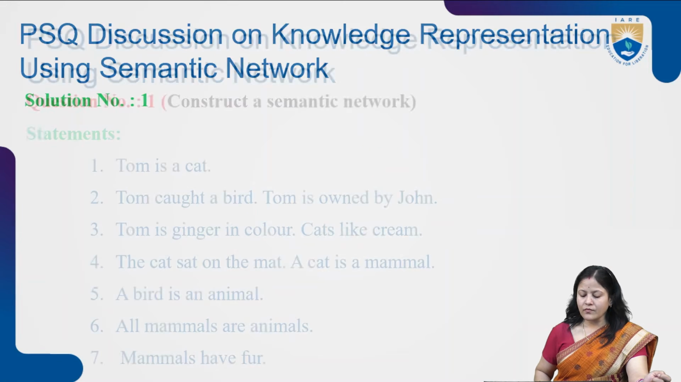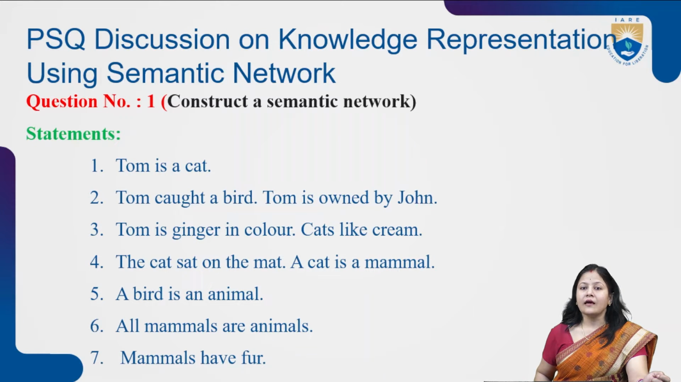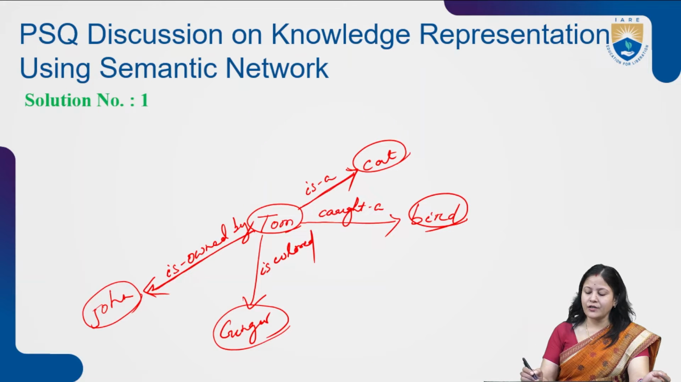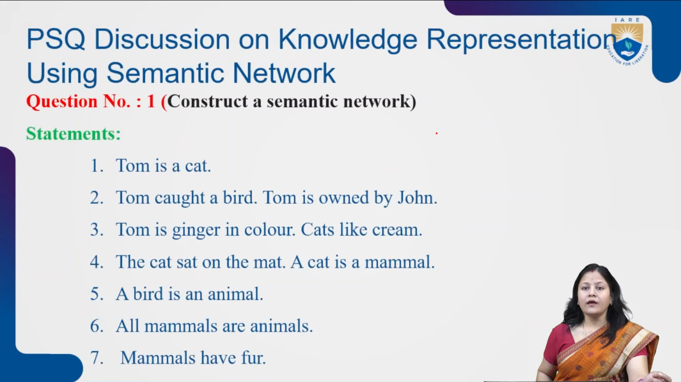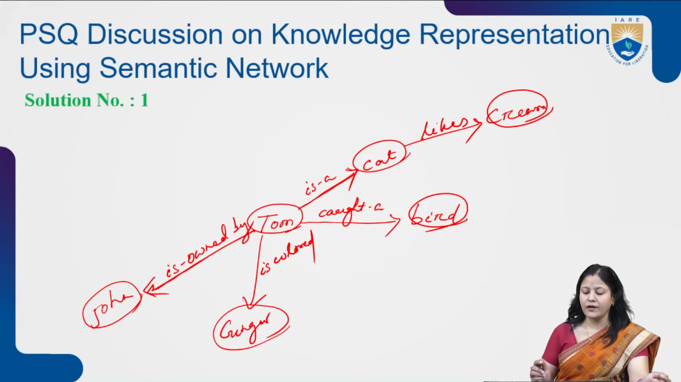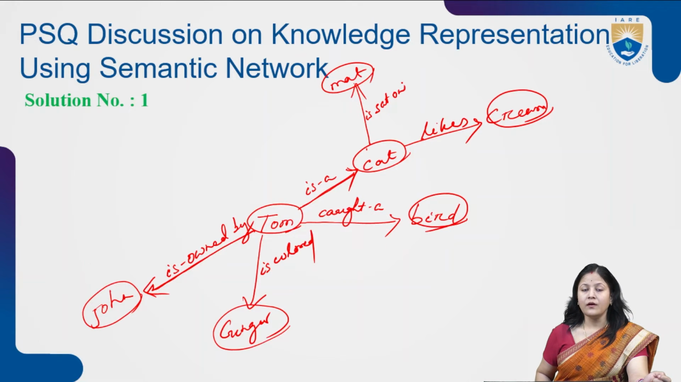Okay. Now the next statement is cats like cream. So what is the relation? Cat already I have created. Cream class we will create, and the relation between cat and cream is cat likes cream. Next one is the fourth statement, the cat sat on the mat. Already we have the cat class. Then I'll create another class mat, and the relation is sat on. Sat on is the relation between cat and the mat.